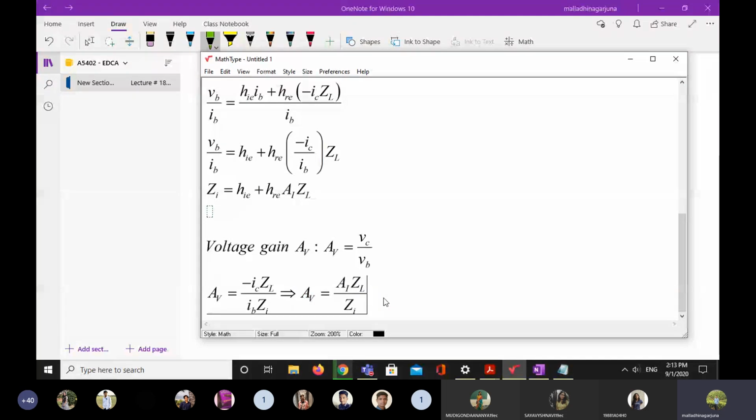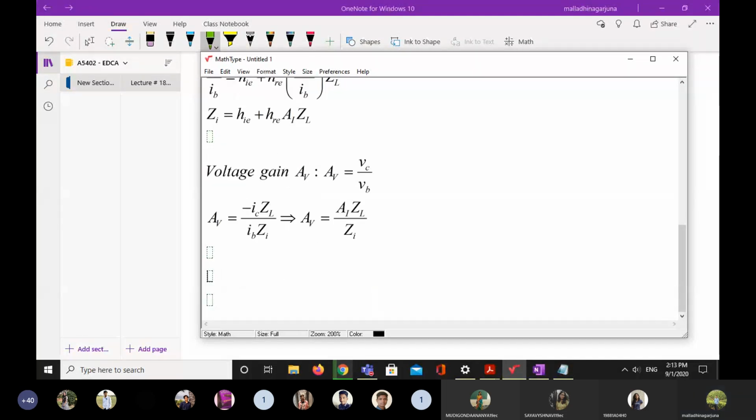Okay, so the next one, output admittance. YO equal to output admittance. Admittance, we know, is current by voltage. That is, output current by output voltage. Here the output current is actually the load current, but we want to calculate the output admittance of the CE amplifier.